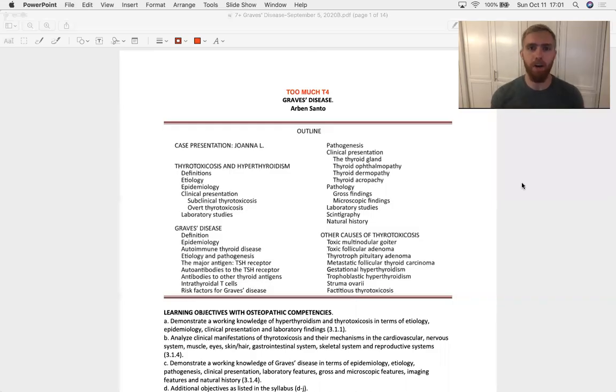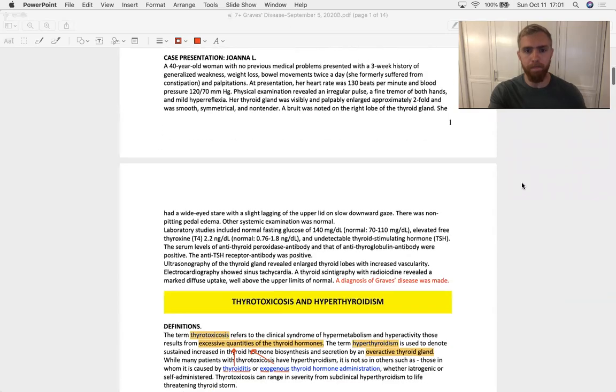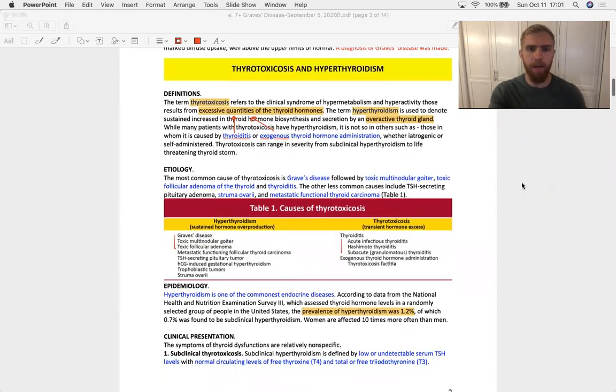Hello, let's talk about Graves' disease and other causes of hyperthyroidism. Thyrotoxicosis means you've got too much T4 in the blood. Hyperthyroidism refers to overproduction of T4 by the thyroid gland. So just because you have thyrotoxicosis doesn't mean you have hyperthyroidism, but if you have hyperthyroidism, you do have thyrotoxicosis.